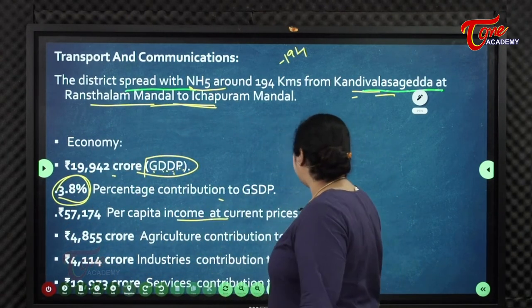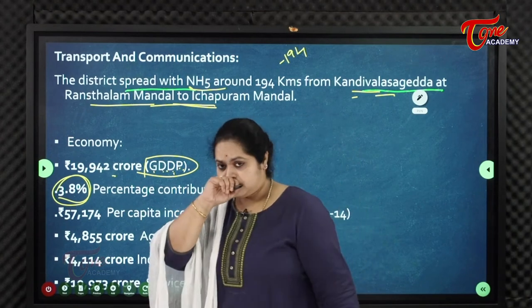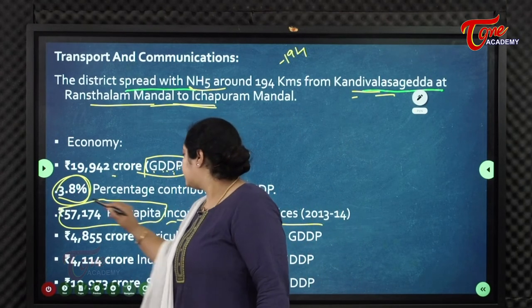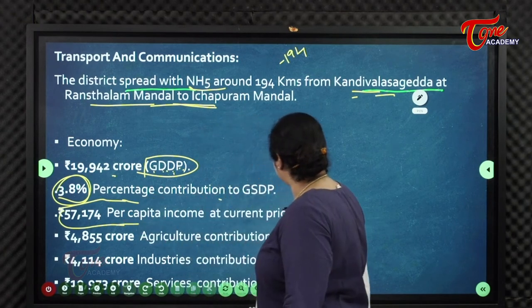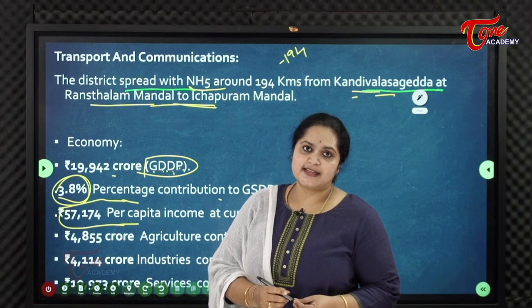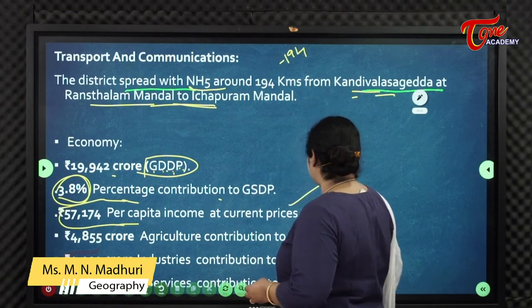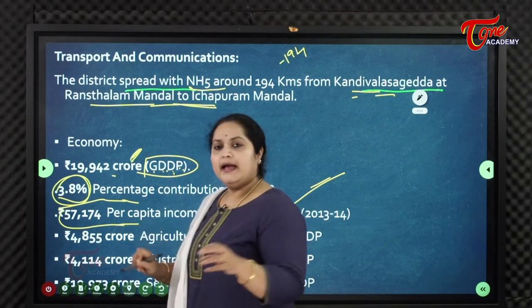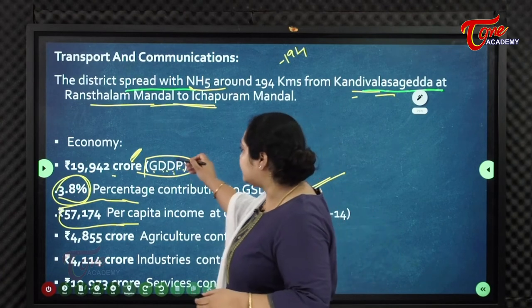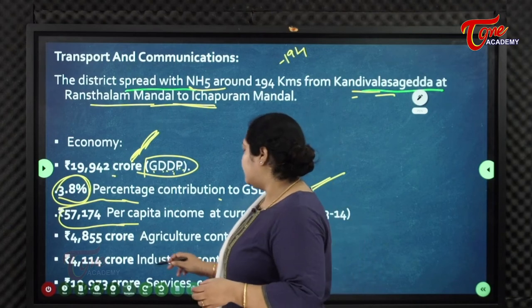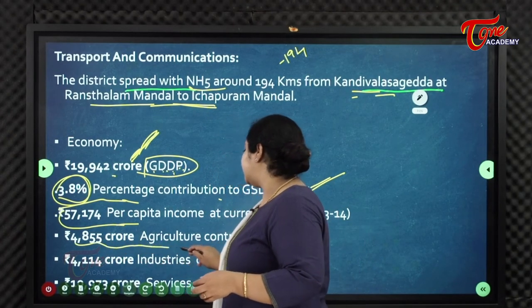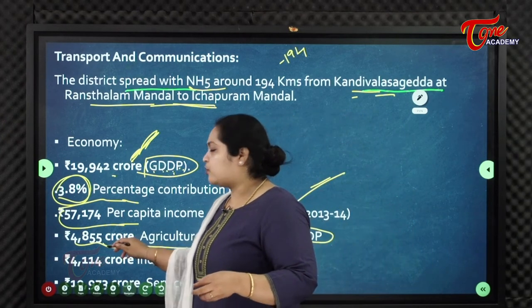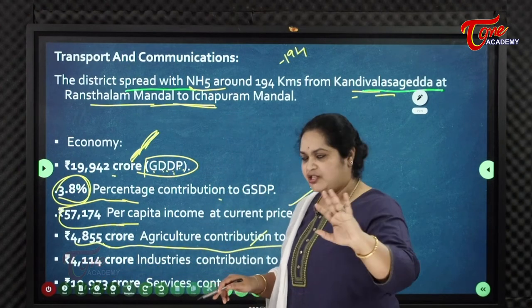What is the per capita income at current prices of 2013-14? 57,174 is the per capita income at current prices of 2013-14. In this total, how much does agriculture contribute to the district domestic product? 4,855 crores is the agricultural contribution to the GDP. 4,855 crores comes from the agriculture sector.